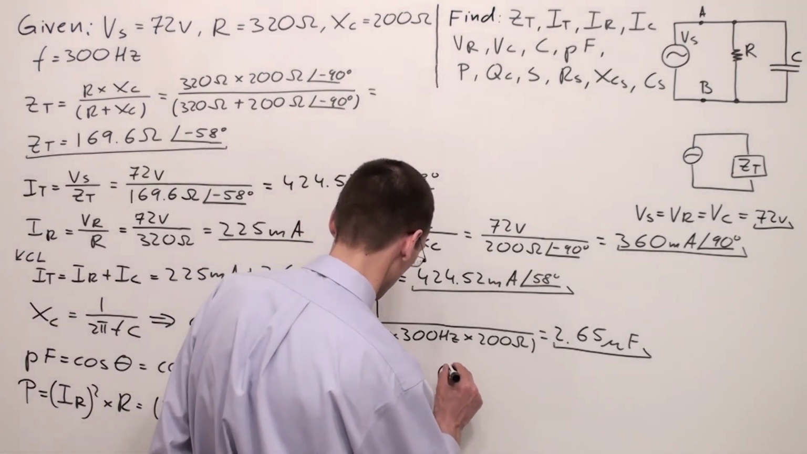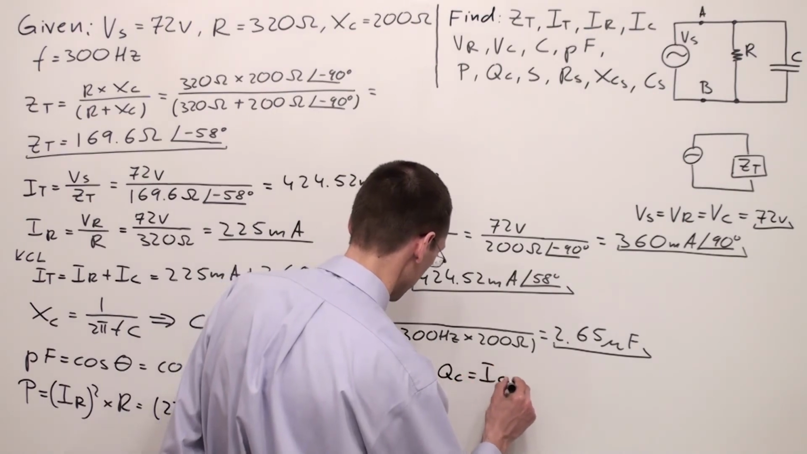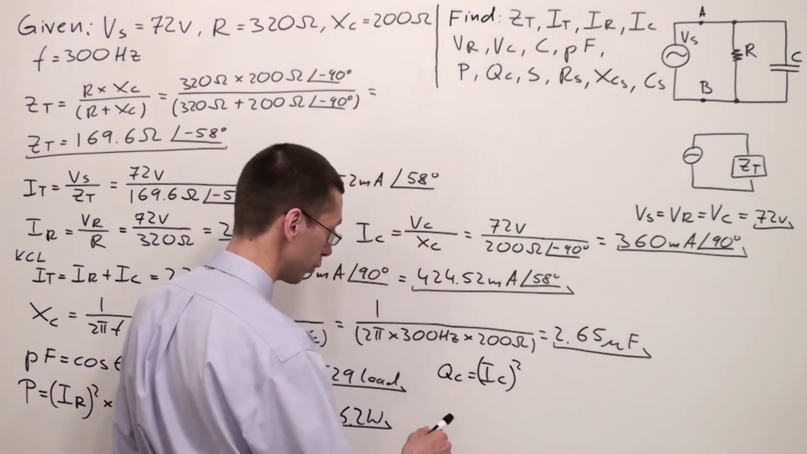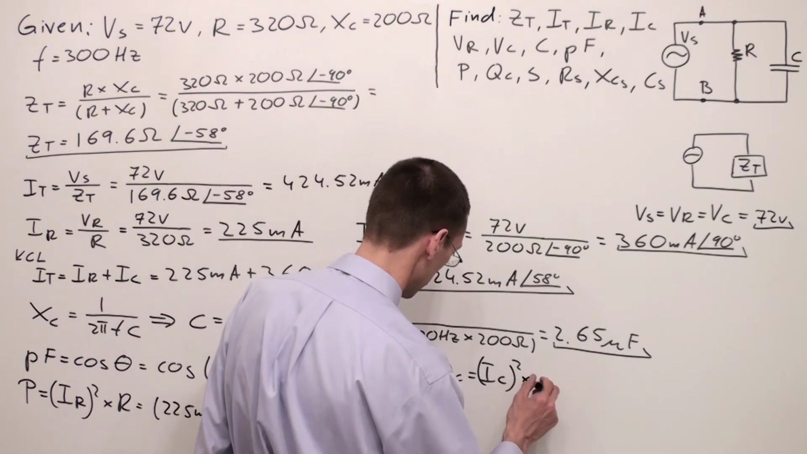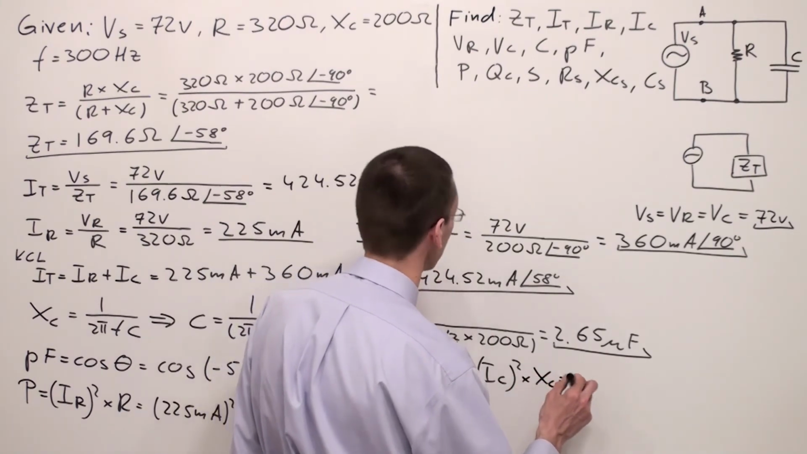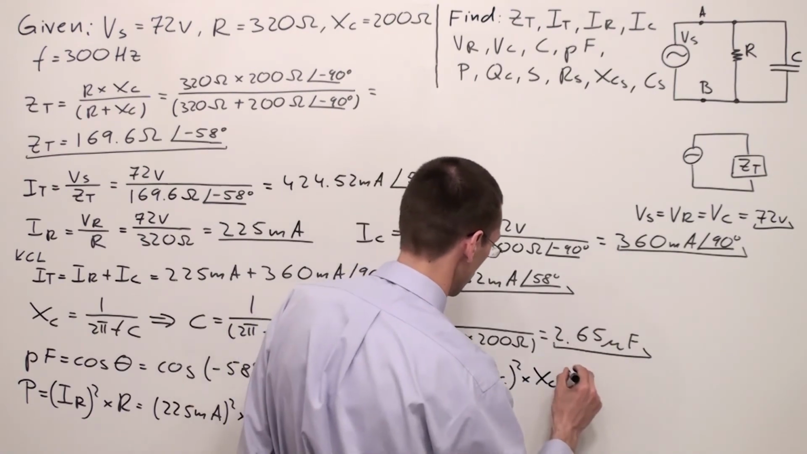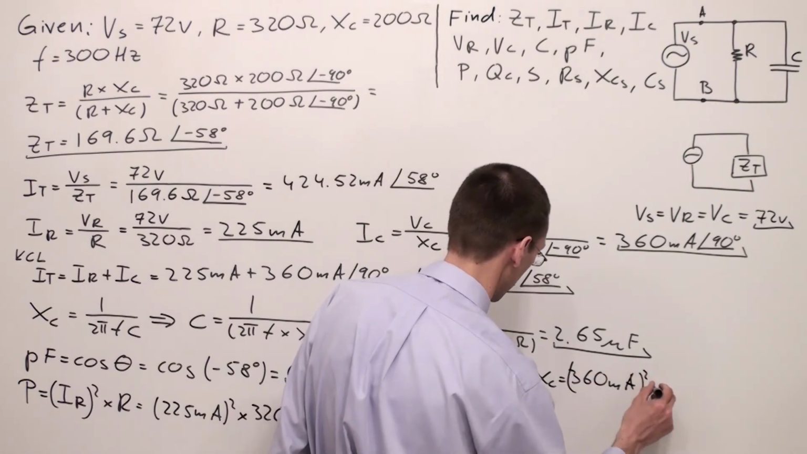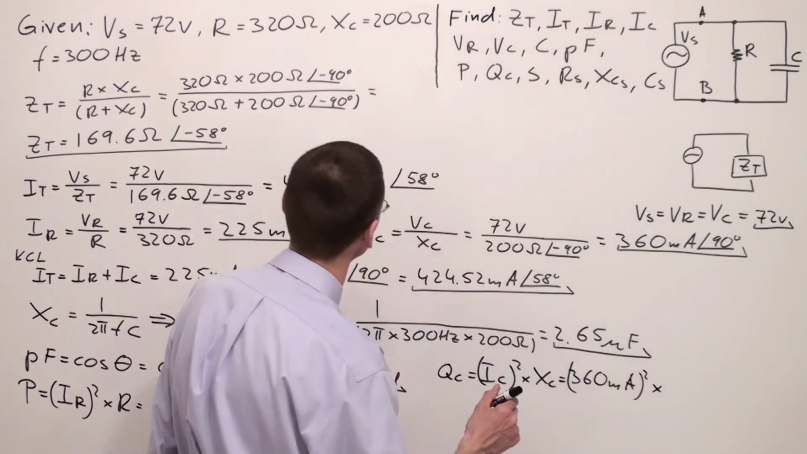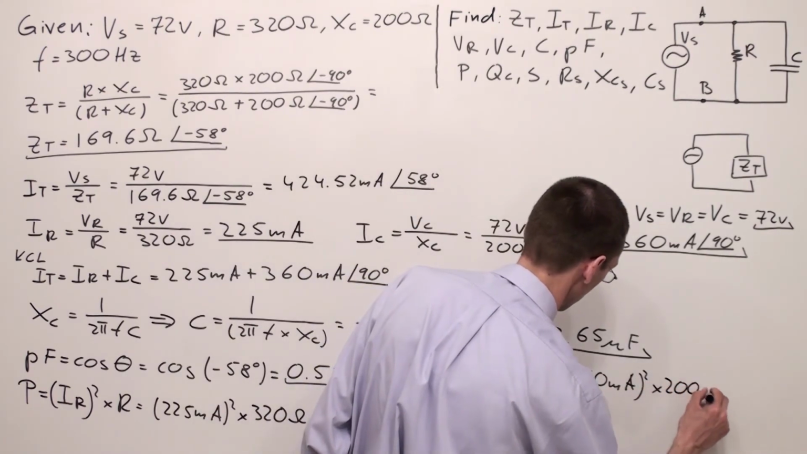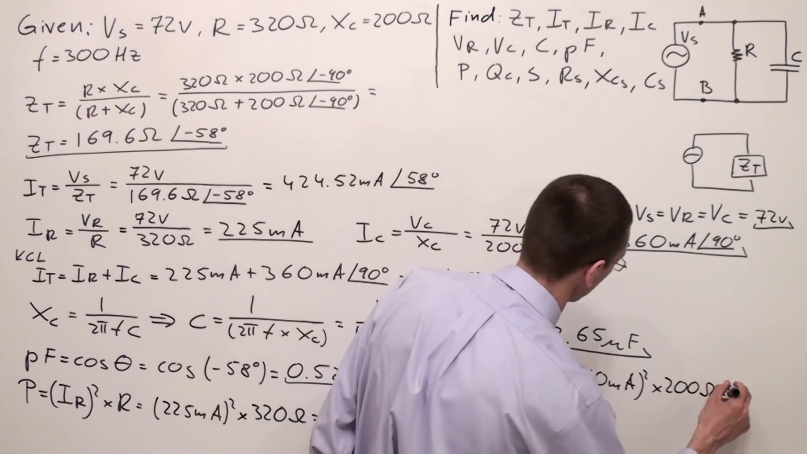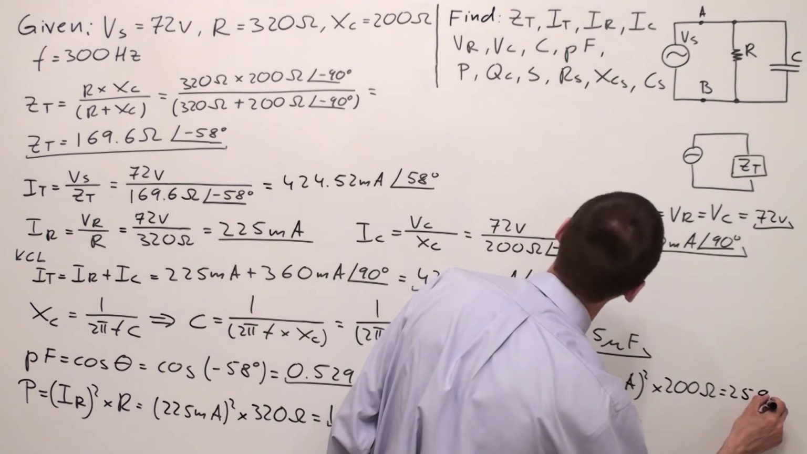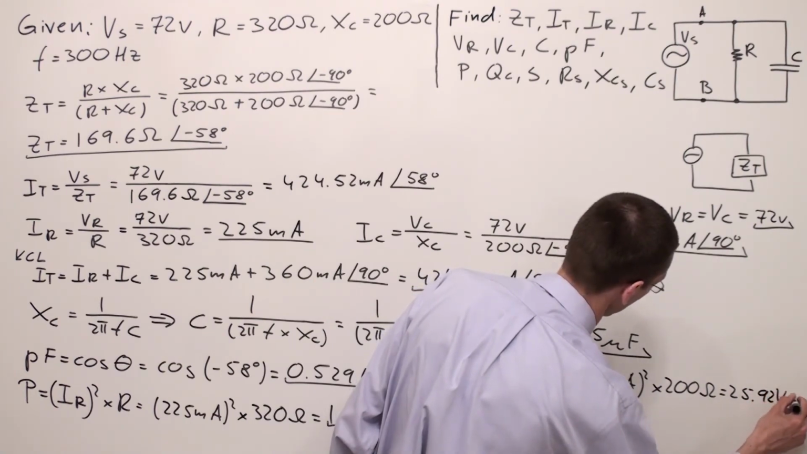Let me write over here. Q_C is equal to I_C square. Again, I don't write 1/2 because I'm dealing with the RMS values, times X_C, which is equal to, I_C we found is 360 milliamps raised to the second power times X_C. X_C was given, 200 ohms. This is equal to 25.92 volt ampere reactive.